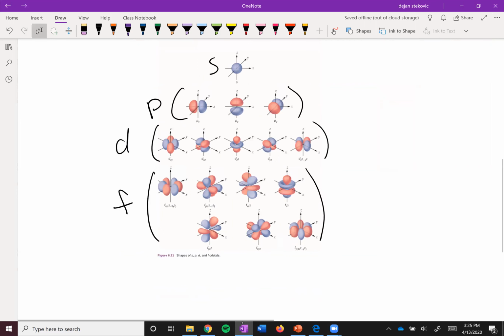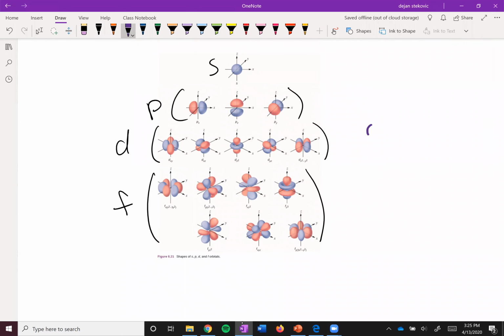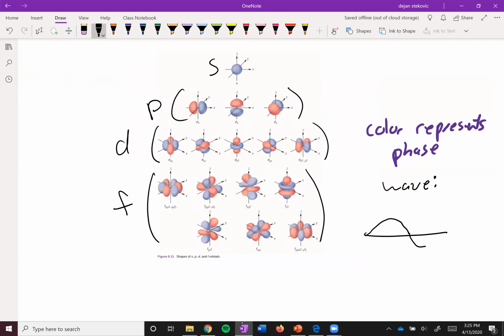And if you're wondering why some of these are blue and some of these are red, basically this color represents the phase of the wave. If you think about a wave, there's an up part and a down part. That's what's represented here: the up part is in red, and the down part is in blue.